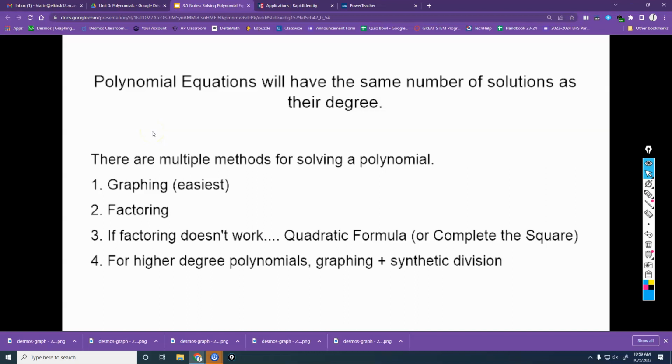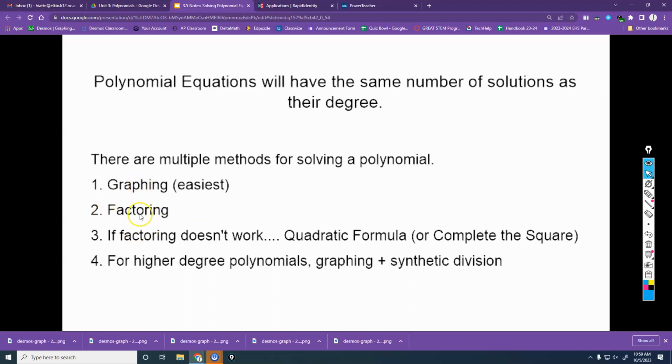The first way we're going to try to solve is by graphing on Desmos, because that is going to be easier than any other method, and if it will work, that's the one that we want to use, right? So that's the first thing we want to try. The second thing we're going to try is factoring, if we can't get it to work on Desmos.